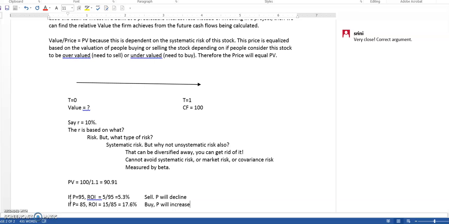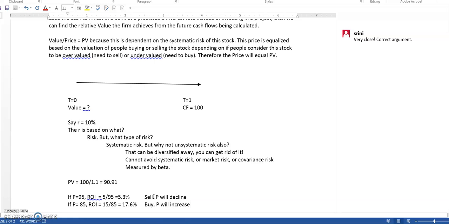But if the price increases to more than this 90.91, which is its present value, then what will happen? The ROI will be less than 10%. No one would want to buy. They will all sell and the price will decline. But if the price declines to below this 90.91, then what will happen? You're going to get a return of more than 10%. So this will be a very attractive investment. Everyone will want to buy and the price will increase.